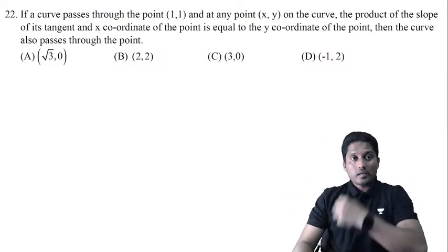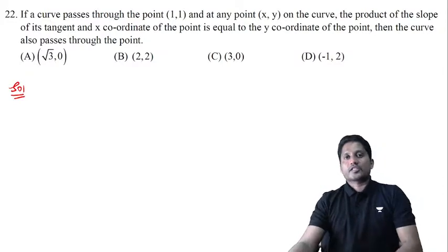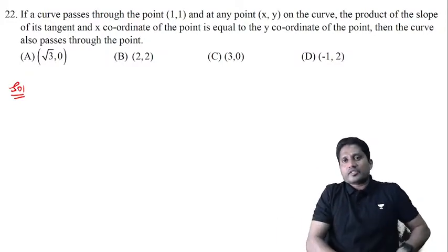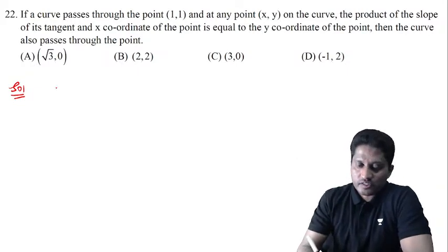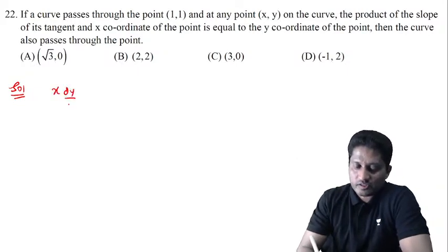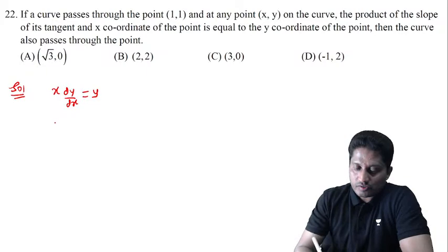Okay, question number 22. If a curve passes through the point (1, 1) and at any point (x, y) on the curve, this is an NCERT question only, the slope of its tangent and the x coordinate, that is x into dy by dx, slope of the tangent and x coordinate is equal to the y coordinate, is equal to y. Then the curve also passes through the point. dy by y is equal to dx by x.